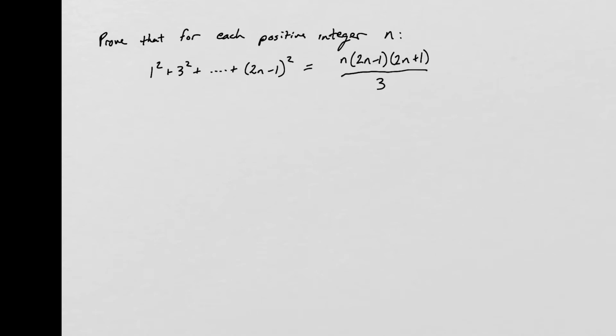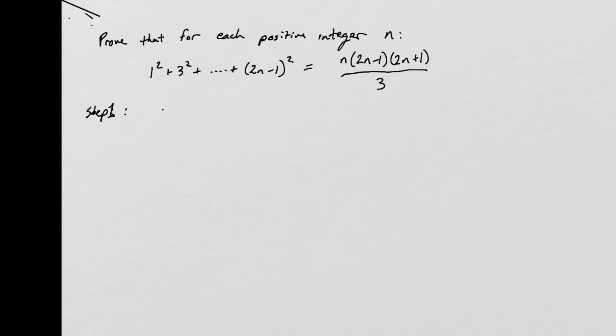All right, everybody, we are going to attempt to prove the following thing, that for each positive integer n, the first n odd integers squared added together equal n times 2n minus 1 times 2n plus 1, all divided by 3. So step one, show that it's true for n equals 1.